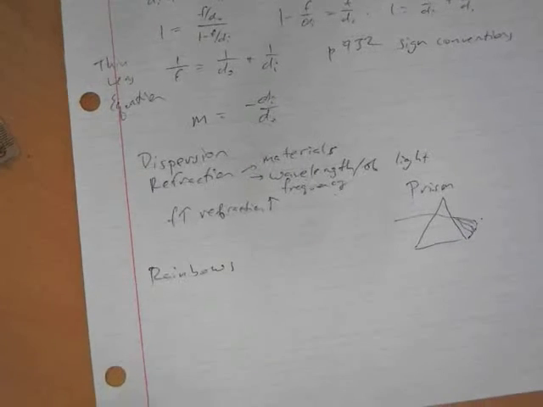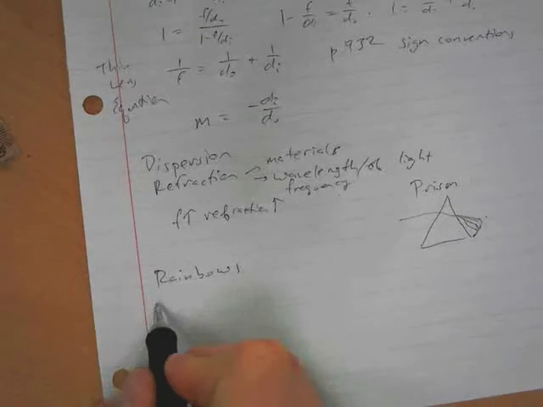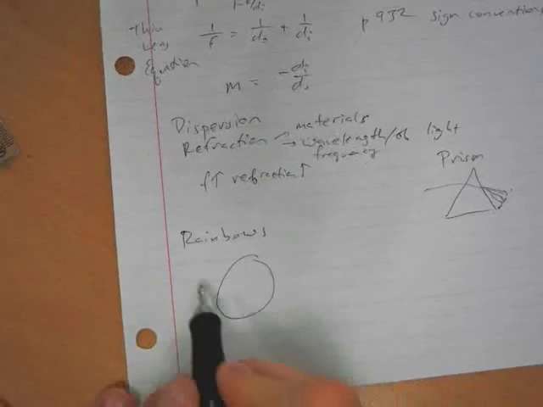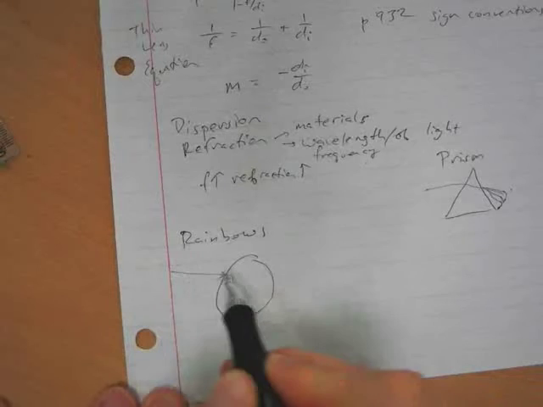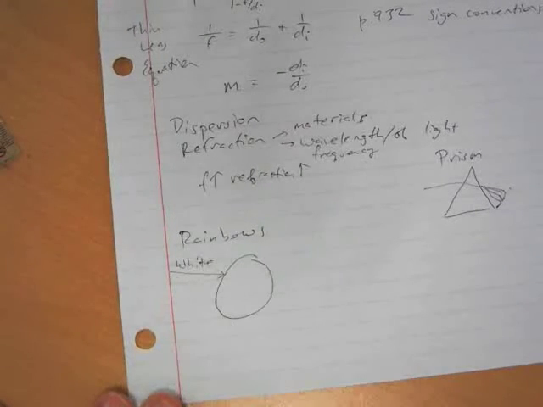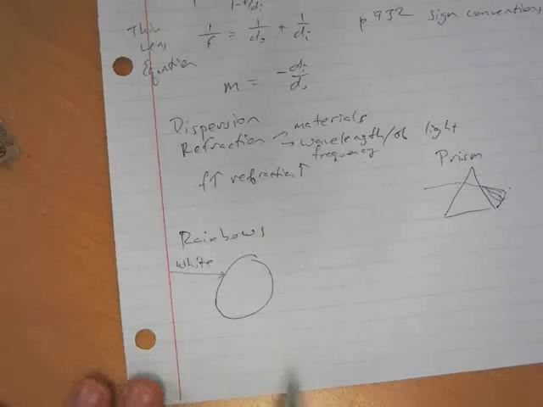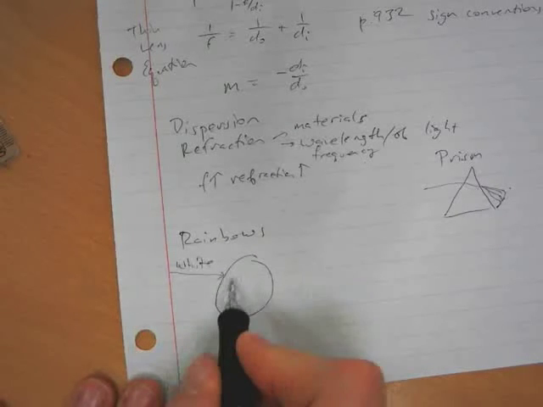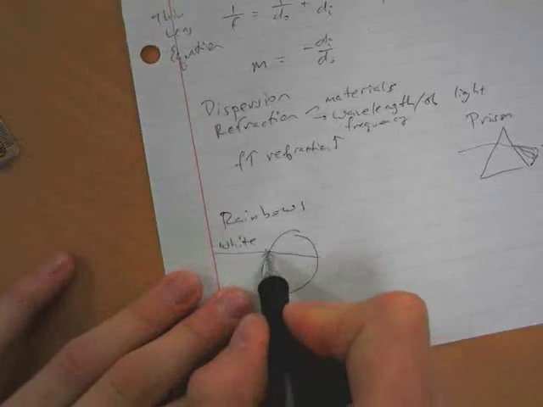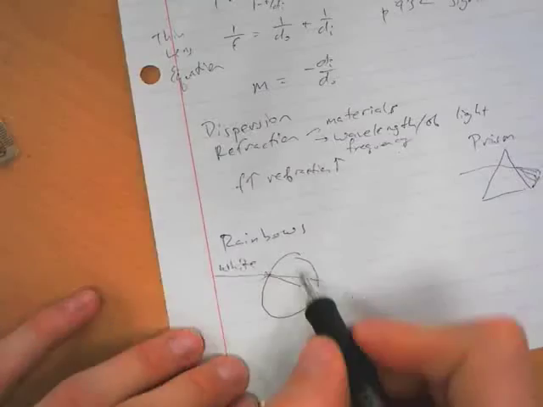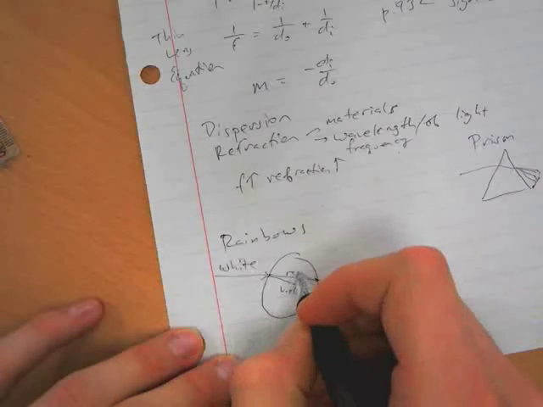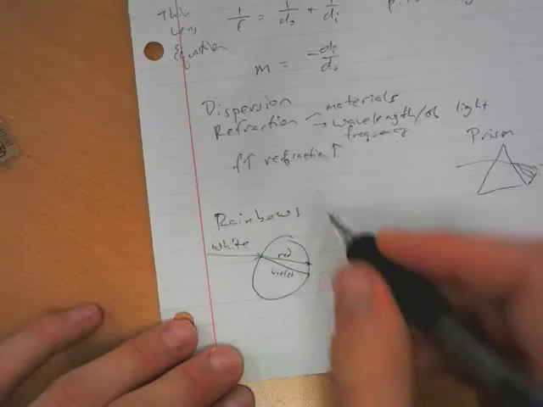So what's going on is, this is a raindrop, and you've got light coming in from the sun, and this light from the sun has all different colors in it. It's essentially white light. When it comes into this raindrop, it refracts, it bends. However, some bend more than others. The violet light and the red light bend different amounts. They're split up a little bit.